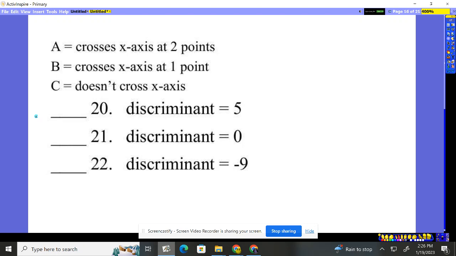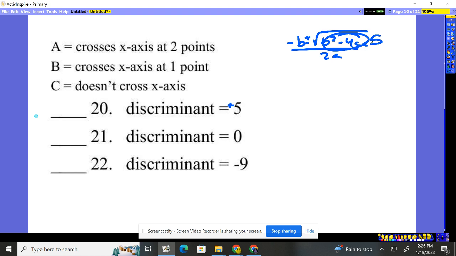Numbers 20, 21, 22. It gives us a discriminant value and asks how many times the parabola crosses the x-axis. Well, if the discriminant value is a positive 5, as it says right here, then when you're using the quadratic formula, the opposite of b plus or minus the square root of b squared minus 4ac, all over 2a, the part inside the square root is a 5. So you're going to end up doing a negative number plus the square root of 5 all divided by 2a, and the opposite of b minus it.